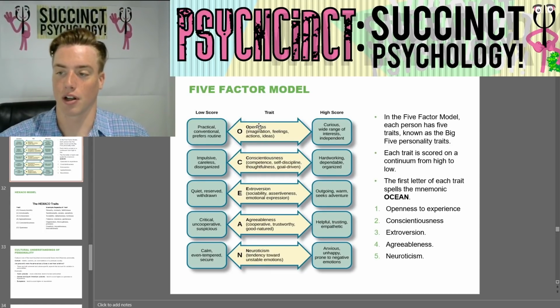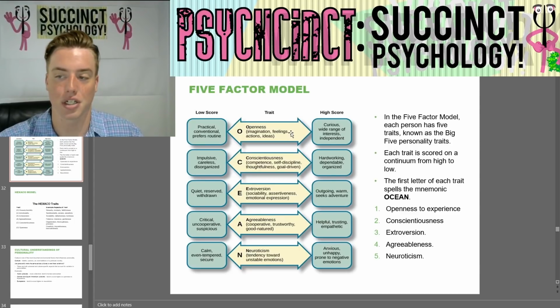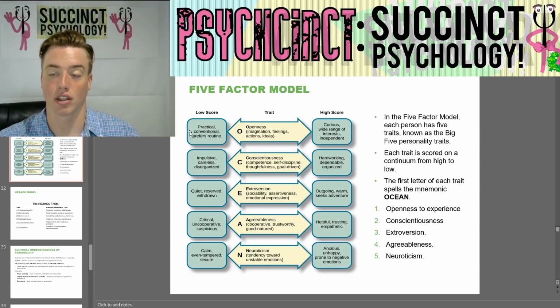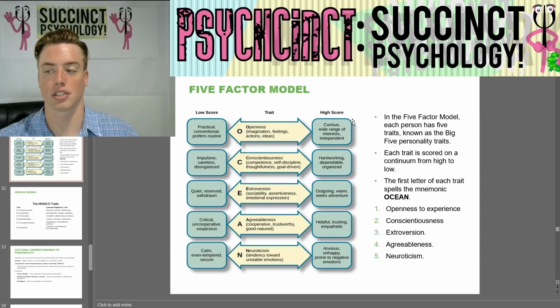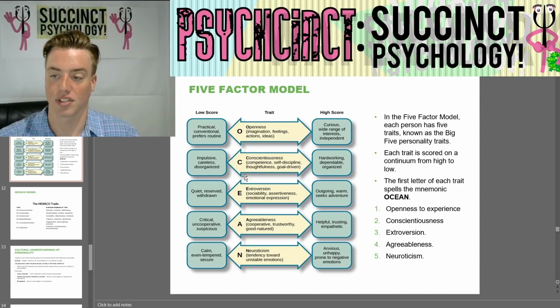So starting off, O, openness: imagination, feelings, actions, ideas. If you have a low score in this, you are practical, conventional, you prefer routine. If you have a high score, you're curious with a wide range of interests and you're independent. Next, you have C, conscientiousness. It's competence, self-discipline, thoughtfulness. You're goal-driven. Low score is impulsive, careless, disorganized. High score is hardworking, dependable, and organized.